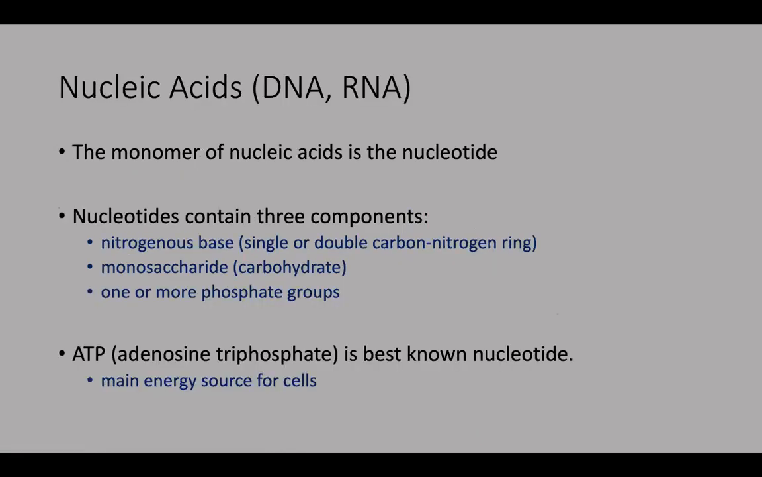All right, finally, our last category, nucleic acids. This is DNA and RNA. We do have monomers here as well. So the monomer of nucleic acids is the nucleotide.